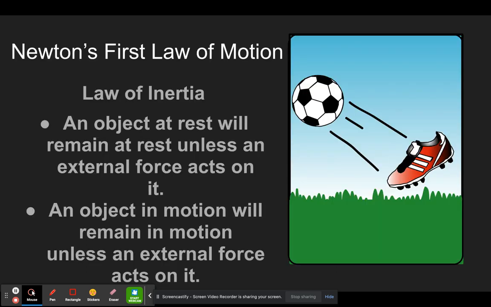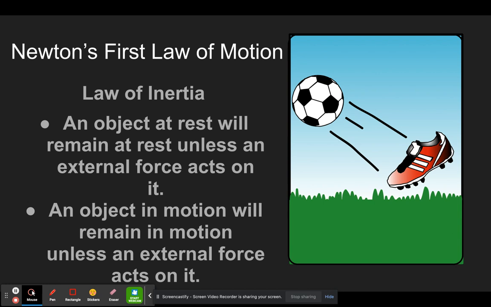So the first one is the law of inertia. This is when an object at rest will remain at rest until an external force acts on it. In the image to the right, there's a soccer ball. That soccer ball would stay in the same spot if it wasn't for the external force, the soccer cleat, coming and moving in. If that ball was sitting there, I know one of you would go kick it. And since you kicked it, it's not at rest anymore.